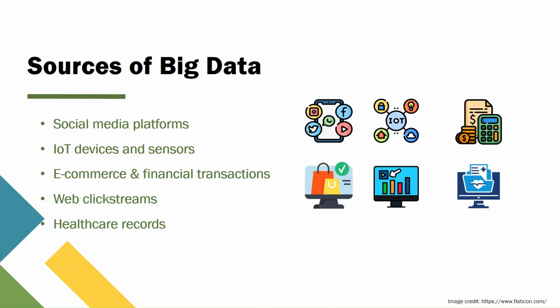Now, where does this big data come from? What are the sources of big data? There are several sources. The first one is social media platforms. It could be WhatsApp, Facebook, YouTube, Twitter, or any other. The second one is IoT devices and sensors, the Internet of Things devices. The third one is e-commerce and financial transactions data. Every day, a huge amount of data with regard to e-commerce businesses and financial transactions is collected across the globe. And the fourth one is web click streams.